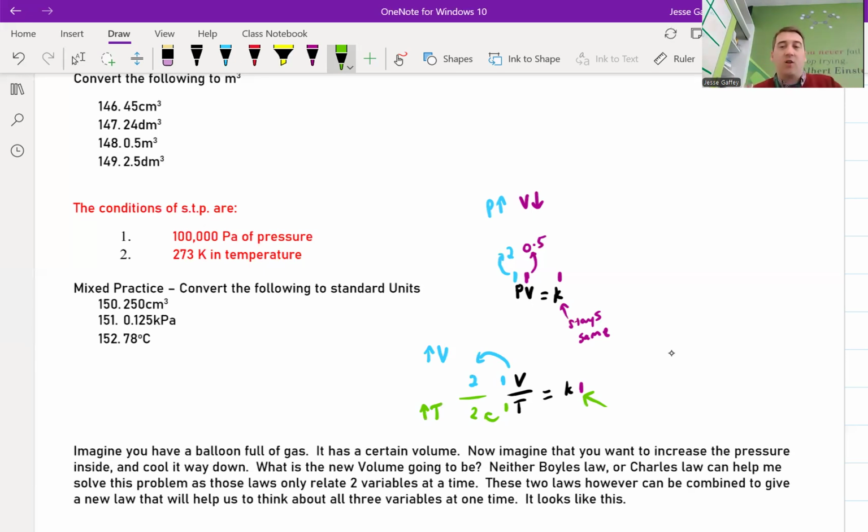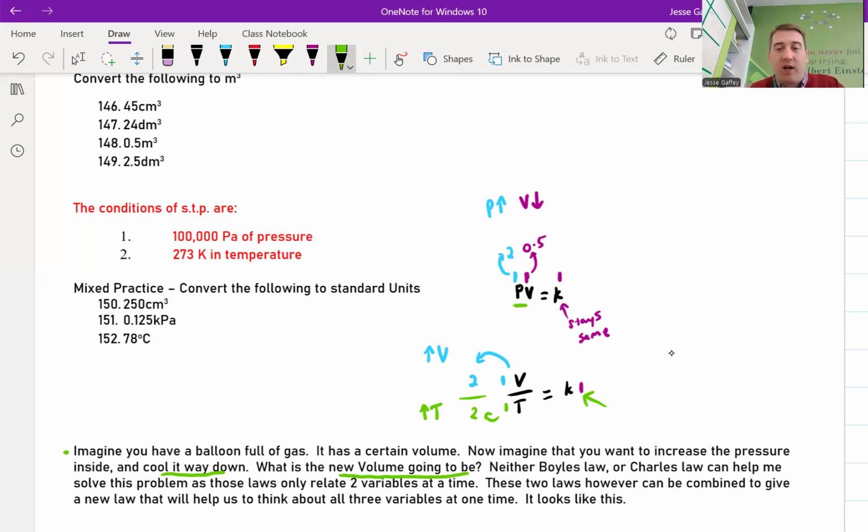So that's Charles's law. Now, let's take this following scenario. Imagine you have a balloon full of a gas. It has a certain volume because it's in a balloon. Now imagine that you want to increase the pressure. So this would be Boyle's law, but also cool it way down. That's Charles' law, right? So this is two things varying at the same time. Pressure is changing, but so is the temperature. Okay, so we can't use either one of these laws. We just want to find out what the new volume of the gas is going to be.